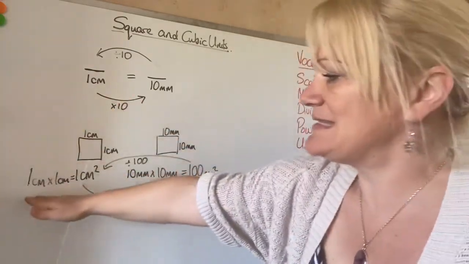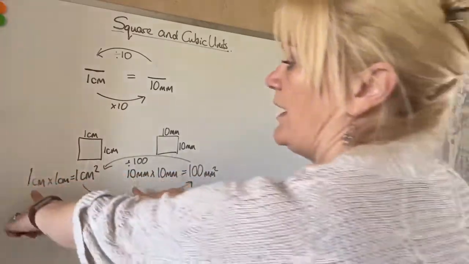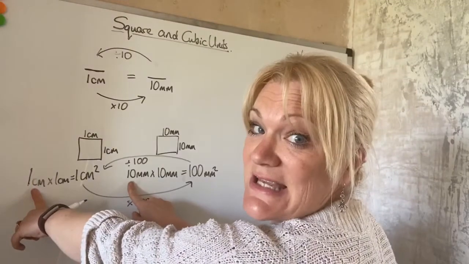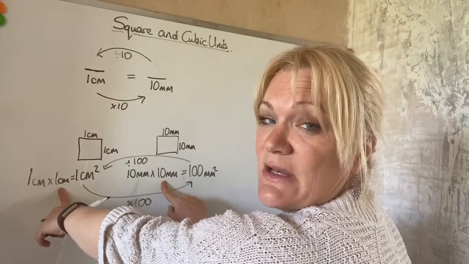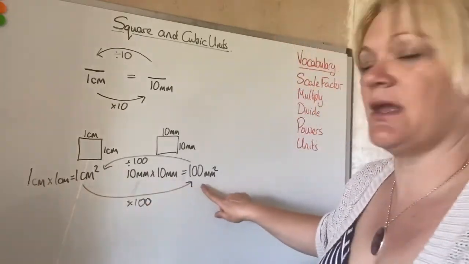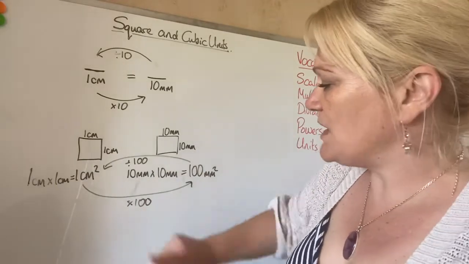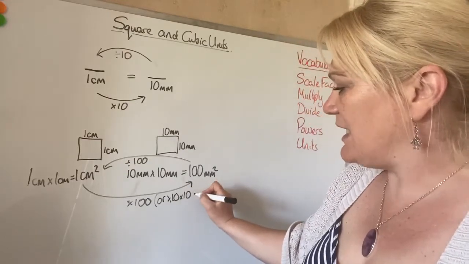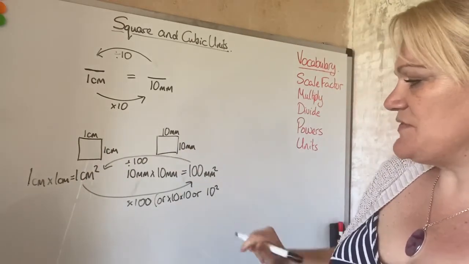Because over here we're multiplying that 1 by 1, and over here we've multiplied that 1 by 10 to make it 10 millimetres, and we've multiplied that 1 by 10 for this one to make it 10 millimetres. So our 1 times 1 becomes 10 times 10, so our answer of 1 becomes 100. And that's how we work with square units. So our times 100 is really times 10 times 10. We've taken our linear scale factor and we've squared it.